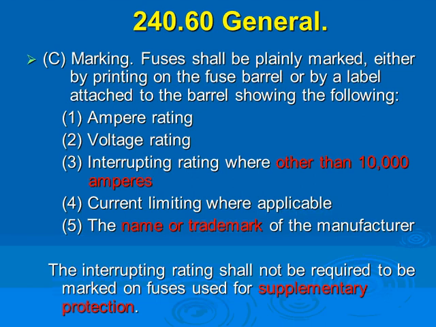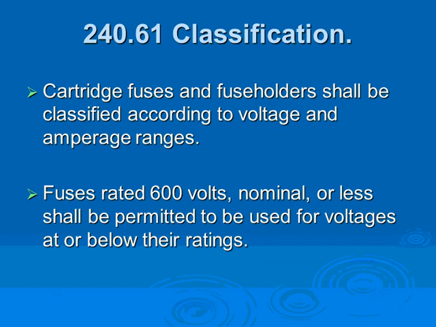If your interrupting rating is other than 10, they always test you on that in Master and General. Other than 10, you have to label it, like 35K, 200, 2000K. If it's a current limiting fuse, we need to know about that, and we need the name or the trademark of the manufacturer so we can sue them if it doesn't work. The interrupting rating shall not be required on a fuse used for supplementary protection. So if you have a fuse for your air handling unit sized by the manufacturer inside the air handling unit, a supplementary fuse might not have a rating on it, but it will be listed, and so forth.